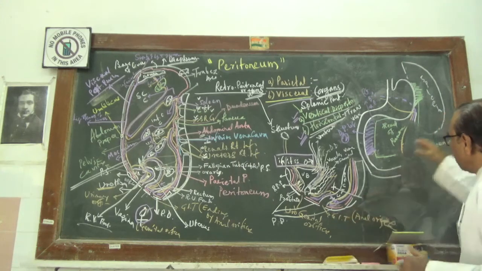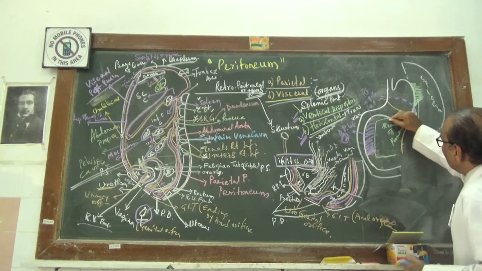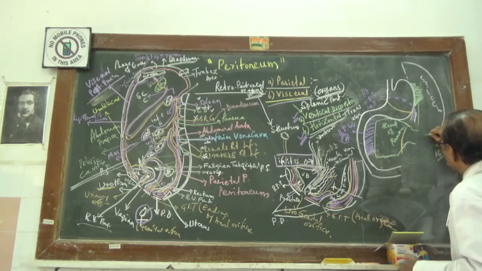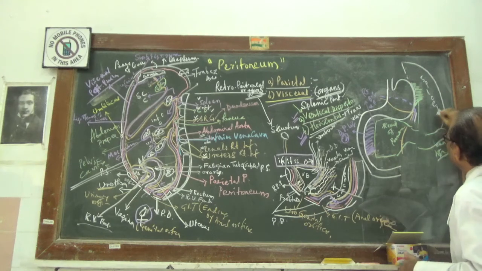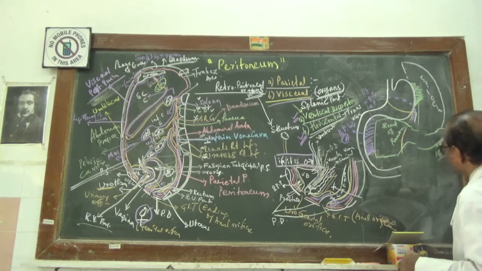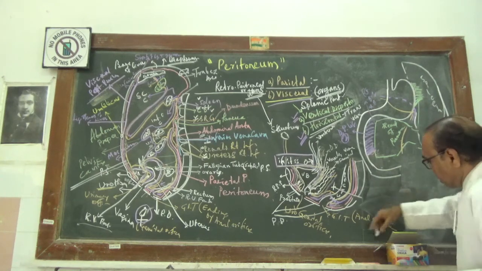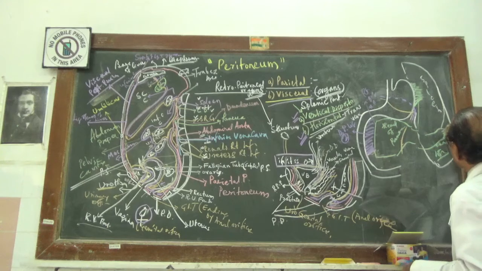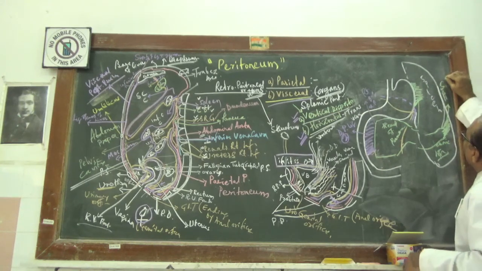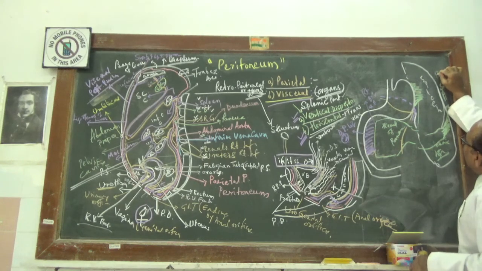Now coming to the spleen here. This will be the head, this will be the neck, this will be the body. And the tail will get attached to the spleen, which will be there like this. So this is called the pancreatico-splenic ligament, or pancreatico-lienal ligament.